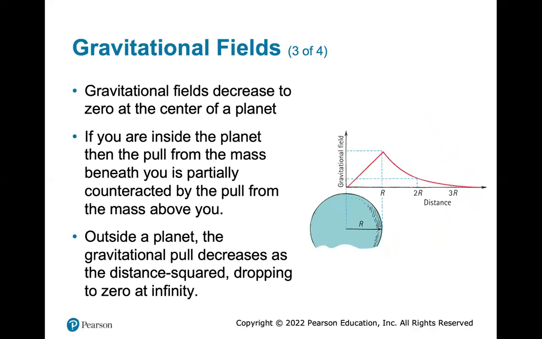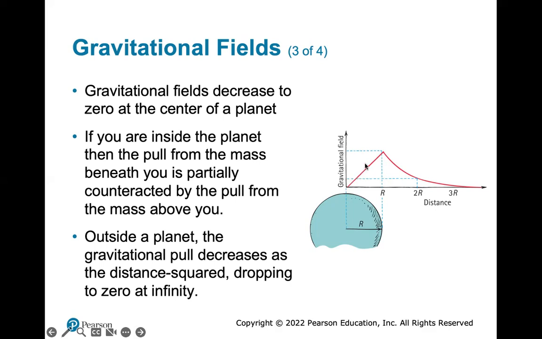Okay, the gravitational field decreases to zero at the center of a planet. Now that's not quite true with our planet, because the density of the planet Earth changes as you go through layers. So this is for an ideal planet that has a uniform density, which again the Earth does not. If you are inside the planet, then the pull from the mass beneath you is partially counteracted by the pull from the mass above you. So if you were right in the center, your gravitational field would be zero.